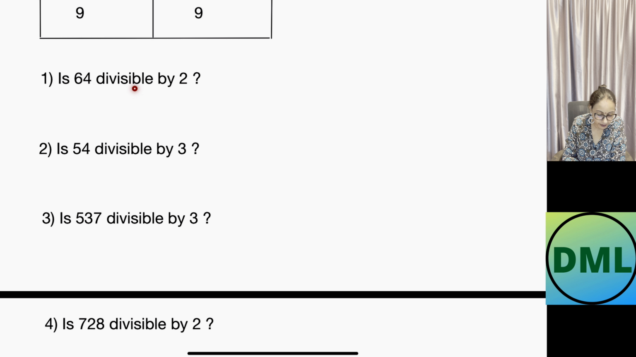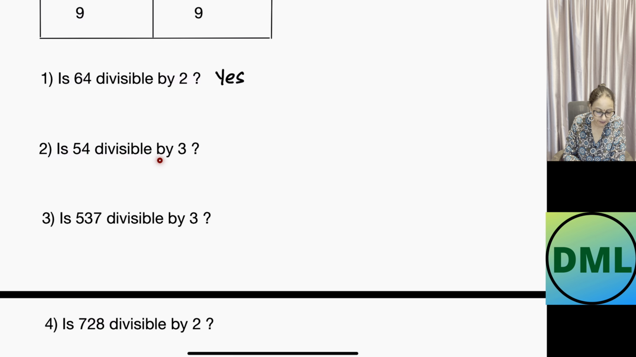Is 64 divisible by 2? Let's look at the last digit here because it's asking us divisibility by 2. So I have to look at the ones place. Ones place is 4, which is an even number. That means this number is divisible by 2. Let's write down the answer as yes here.